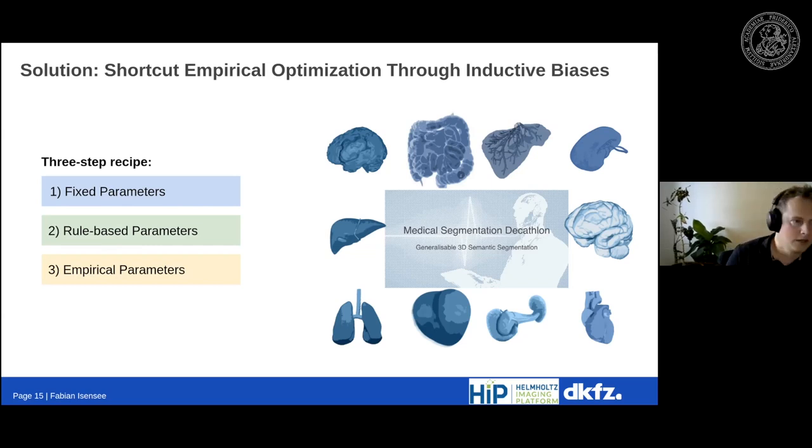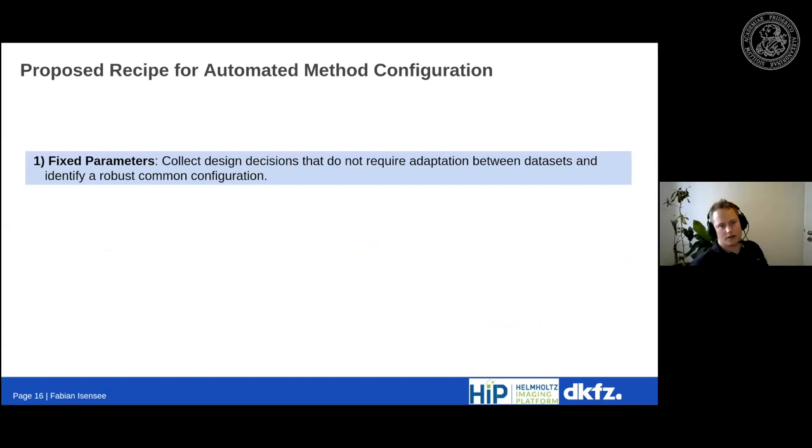generalizes well. So the fixed parameters are a collection of design decisions that we do not need to change when we're moving from one data set to another. This at first glance sounds trivial, and it might be, but finding a collection of hyperparameters that is robust enough to be just set out of the box, like set and forget, is not trivial, because there are lots of interdependencies here, and you need to find something that does not only work very well, but does so consistently. And finding this kind of subset was, again, subject to extensive experimentation on the Medical Segmentation Decathlon datasets.